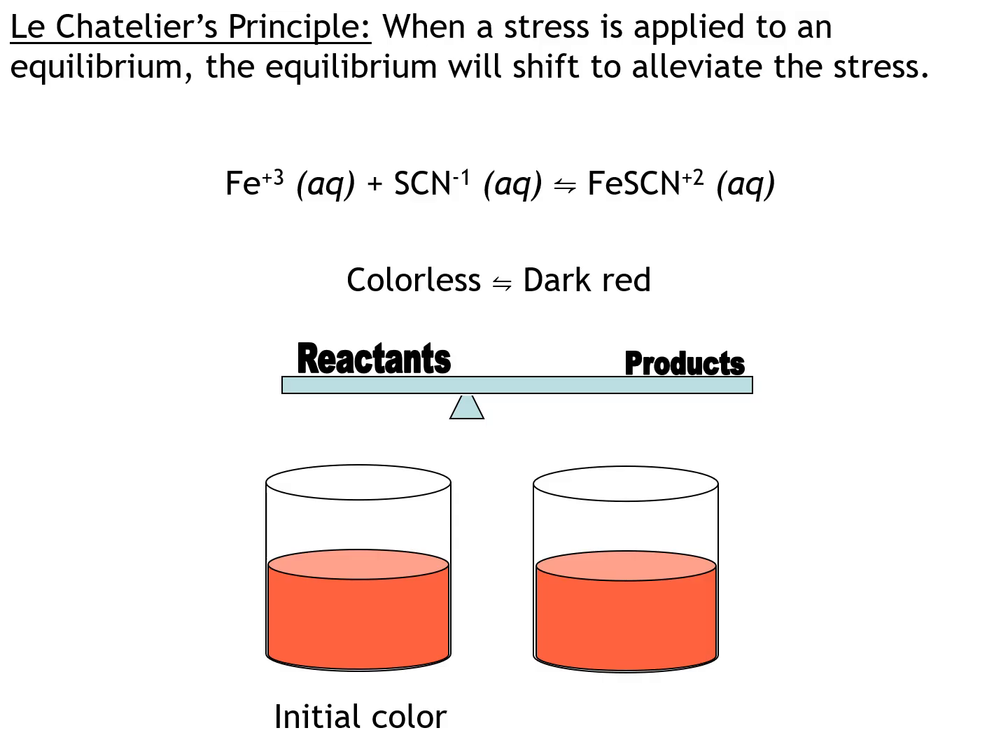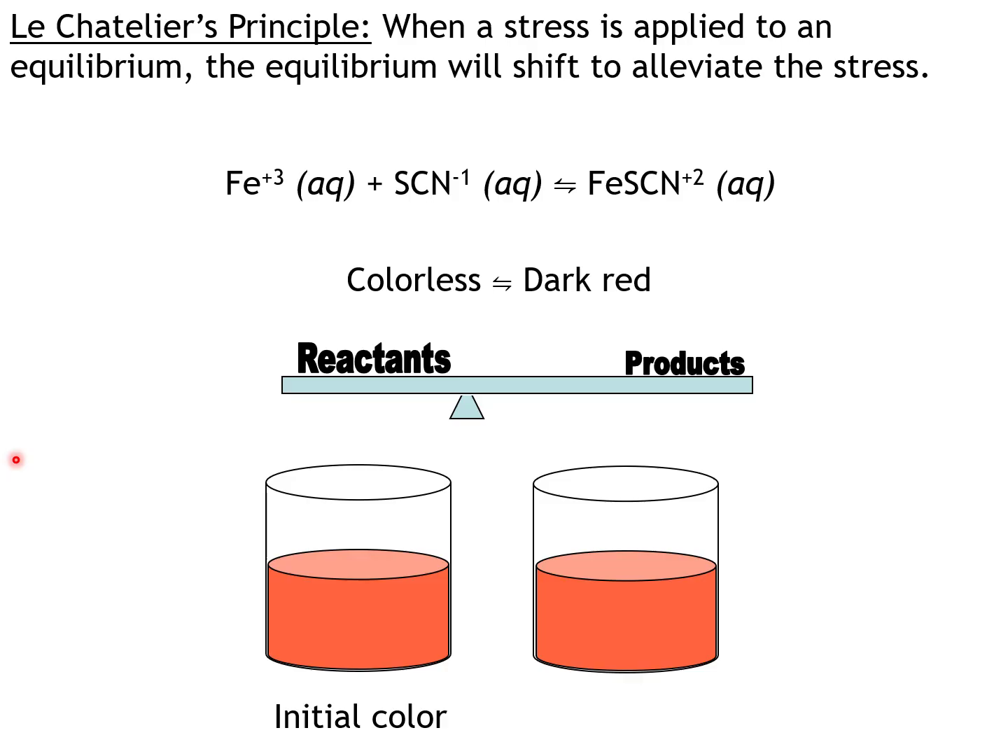So here we have a reaction. The reactants are essentially colorless. Iron 3 is actually kind of a light orange. The thiocyanate ion is colorless. And then the product that they form is dark red. So when you have the reactants and the products in equilibrium, you're going to have a light red color. The reason why this one is very useful for showing equilibrium is because the more products you have present, the darker red it's going to get. So it makes a very nice visual.